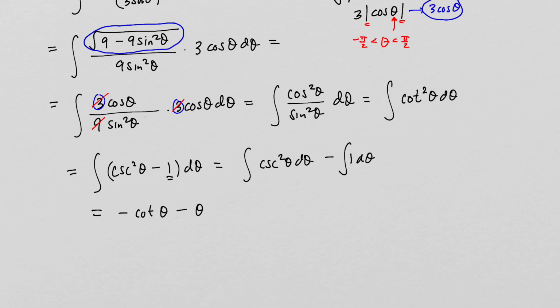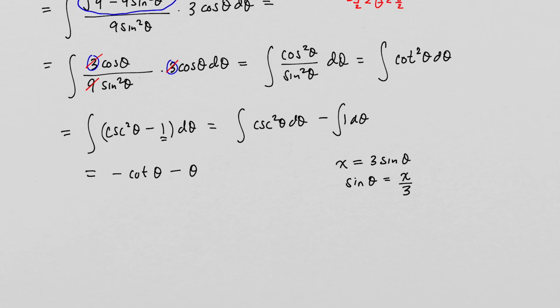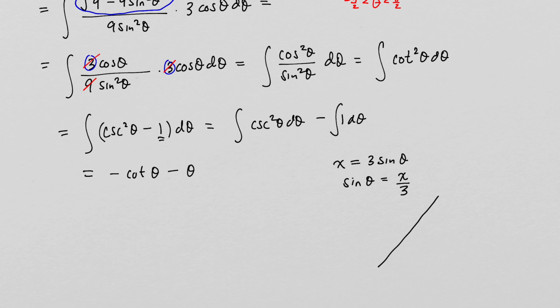But this isn't our answer, because our original problem was a function of x, and we made a substitution. The substitution that we made was to let x equal 3 times the sine of theta. Or to put that differently, we can say sine of theta is equal to x divided by 3. Now, let's think about what this means in terms of a right triangle. If I have a right triangle with an angle theta here, if sine of theta is x divided by 3, that means the opposite side of theta would be x and the hypotenuse would be 3.